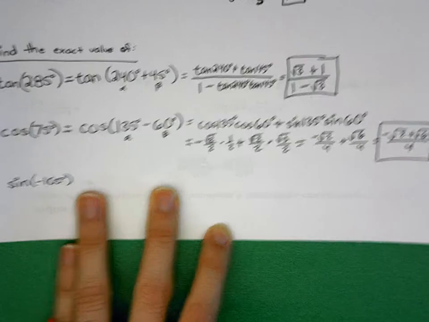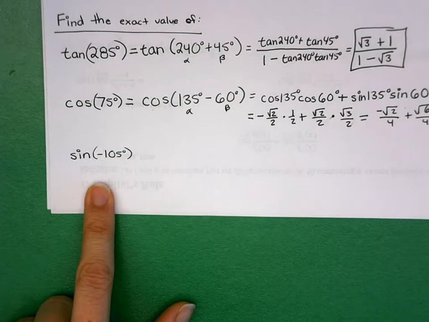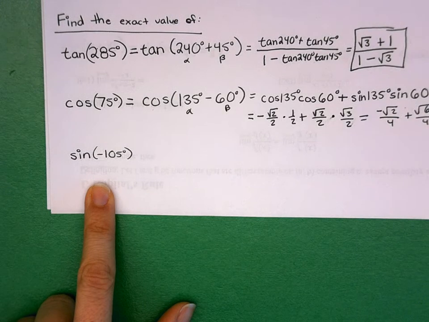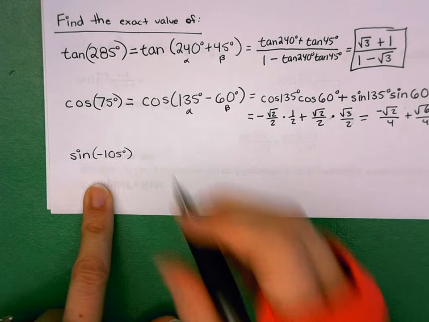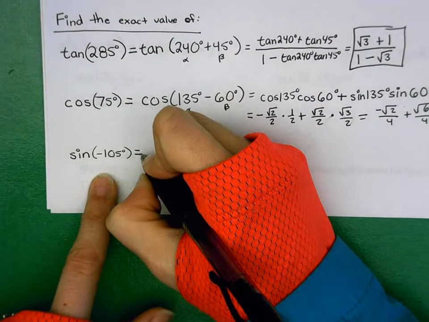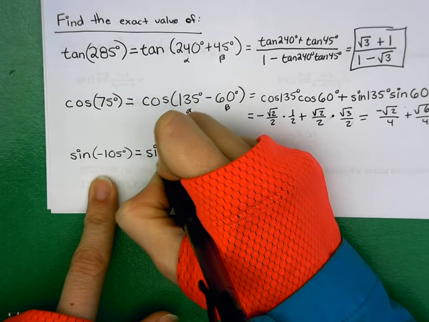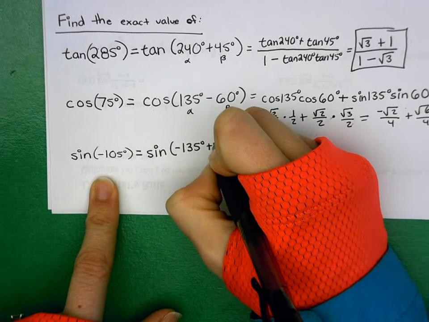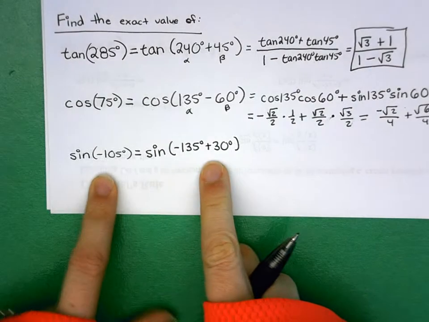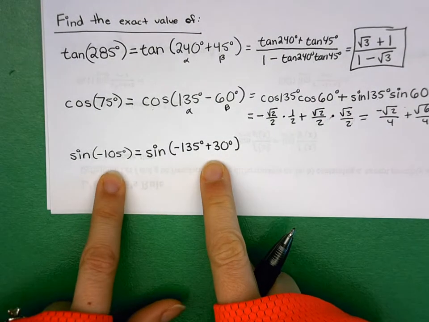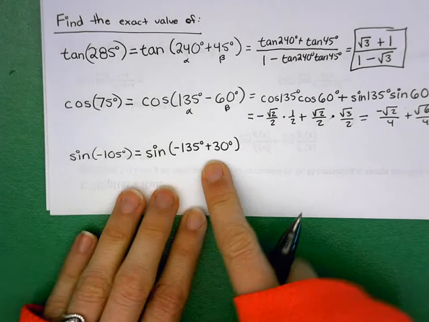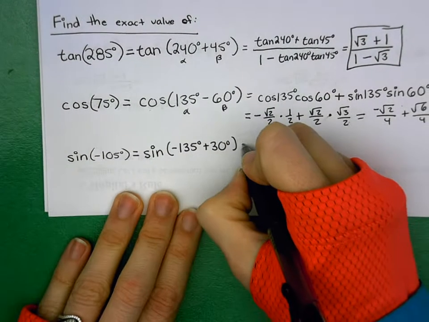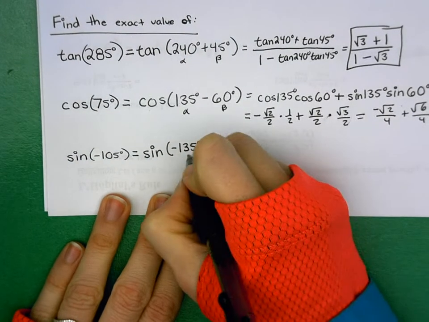Okay, last but not least for objective 4, go ahead and pause the video, give this one a shot, and restart it when you are ready. Okay. So sine of negative 105 degrees, when I did this one, I did sine of negative 135 degrees plus 30 degrees to give me my negative 105. So negative 135 plus 30. Again, not the only option. That's what I did. And so this is sine of alpha plus beta.